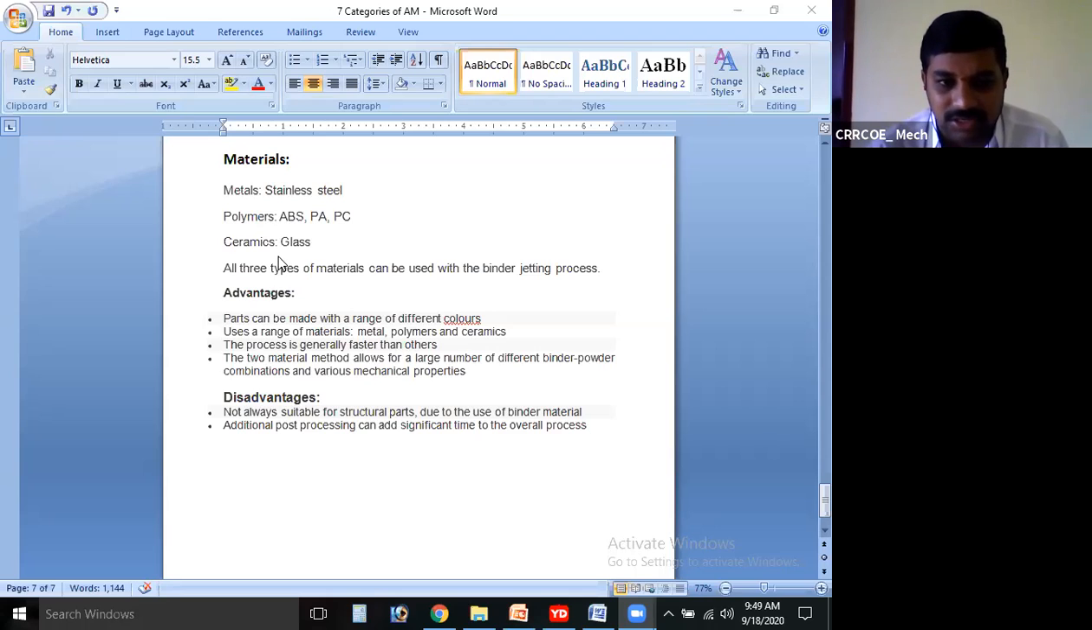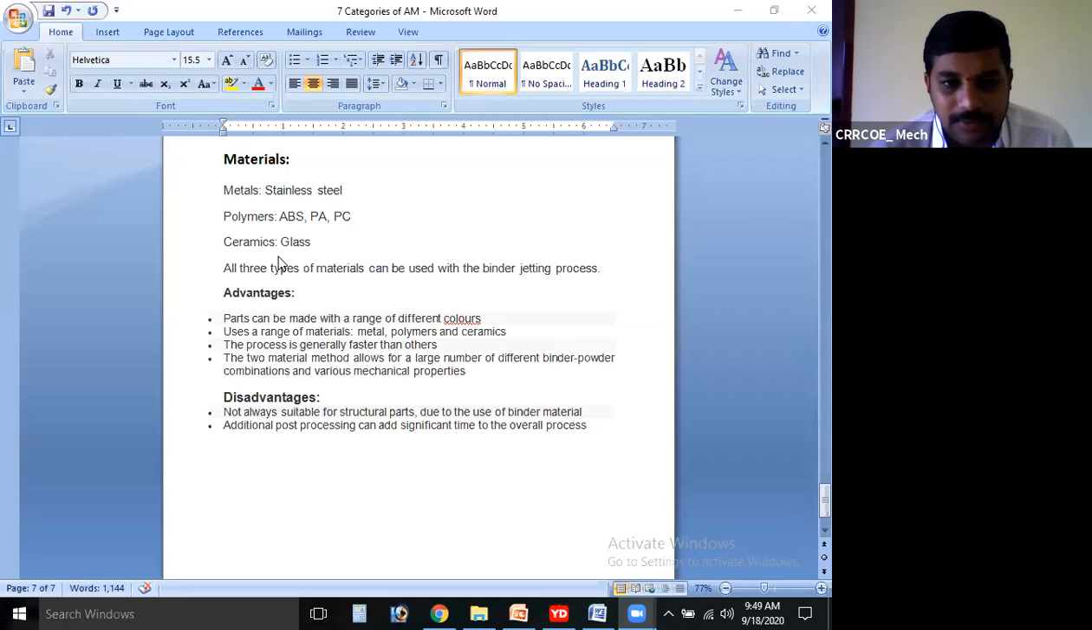So coming to the disadvantages: it is not always suitable for structural parts, due to the usage of binder materials. Even though it is capable of using different types of materials, structural parts, which have to bear high loads at high altitudes, are a concern. So it has some disadvantage in this aspect.